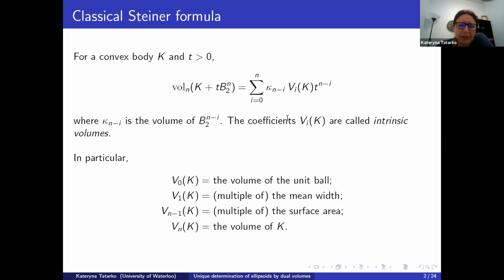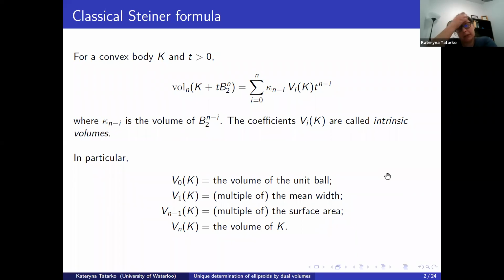With a different normalization, they're also called Quermassintegrals. These quantities carry some information about the original body K, and in particular, some of them have specific geometric meaning: the zeroth coefficient is the volume of the unit ball, the first coefficient is, up to a constant, the mean width of the body K, the second last coefficient is a multiple of the surface area, and the last coefficient is just the volume of body K.